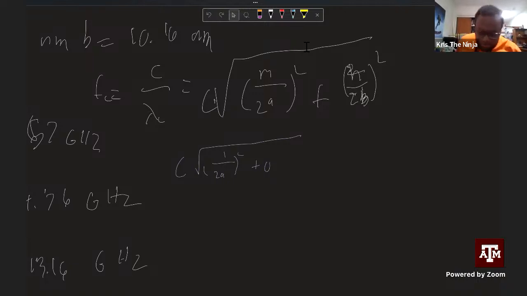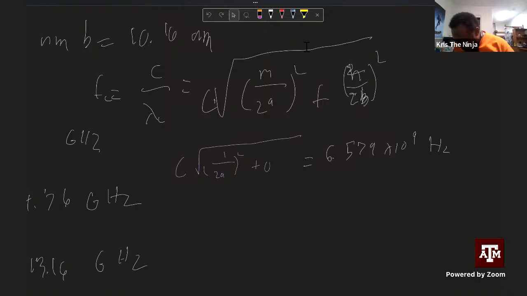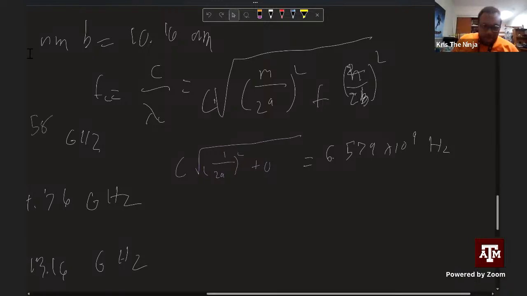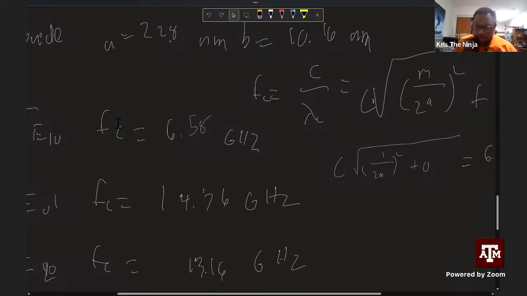So you end up getting, let's count the spaces for scientific notation. So you got 3, 6, 9. So you end up having 6.579 times 10 to the ninth hertz. Or right here, should be 5.8. So 6.58 gigahertz. Giga is 10 to the ninth, so that's that there.